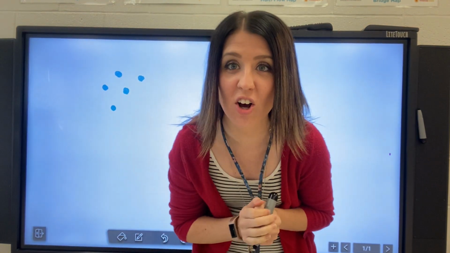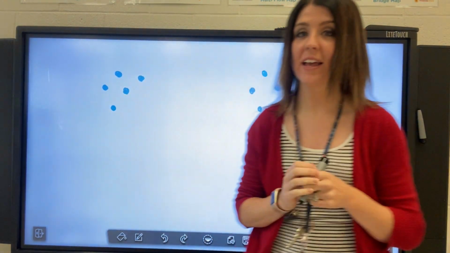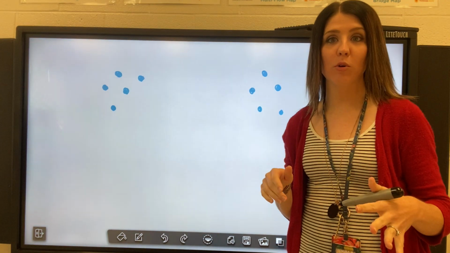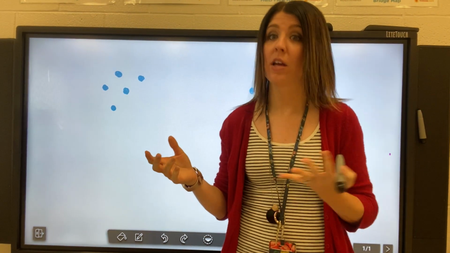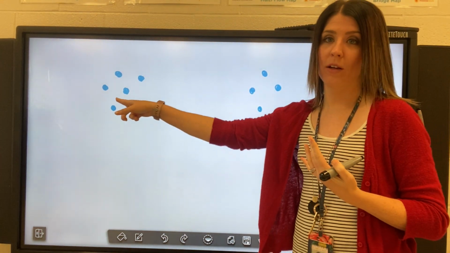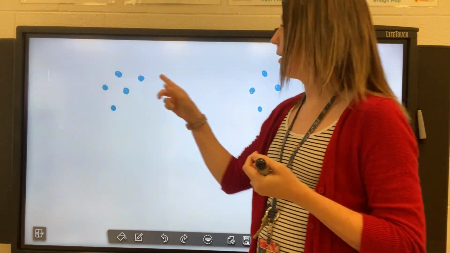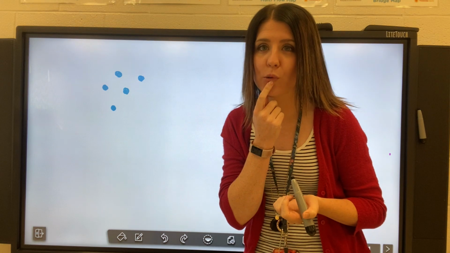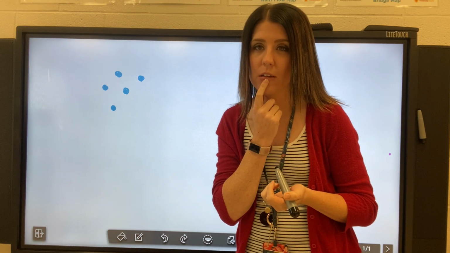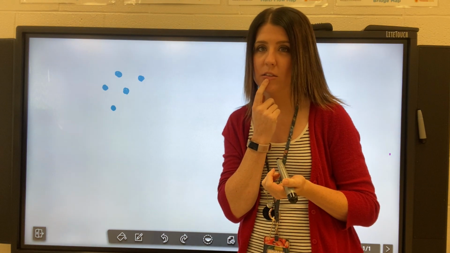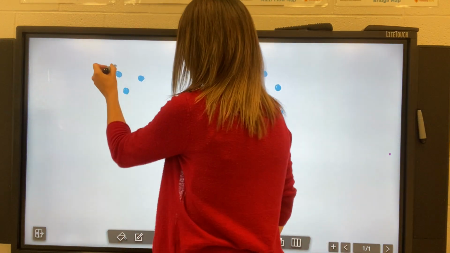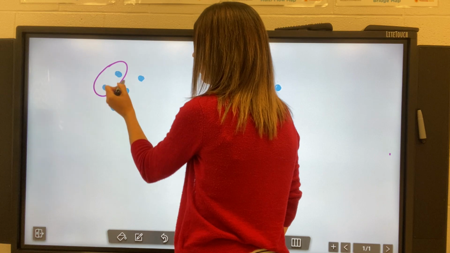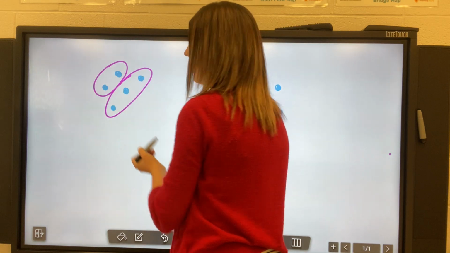Hey guys, let's talk a little bit about some numbers, okay? We've been talking about during Number Corner how we can find little numbers hiding inside of big numbers. So today I have some dots drawn up here. And I want you to look at my dots and see if you see any groups that I could circle. Do you see any little parts that I could circle? There is a group of 2 and a group of 3.